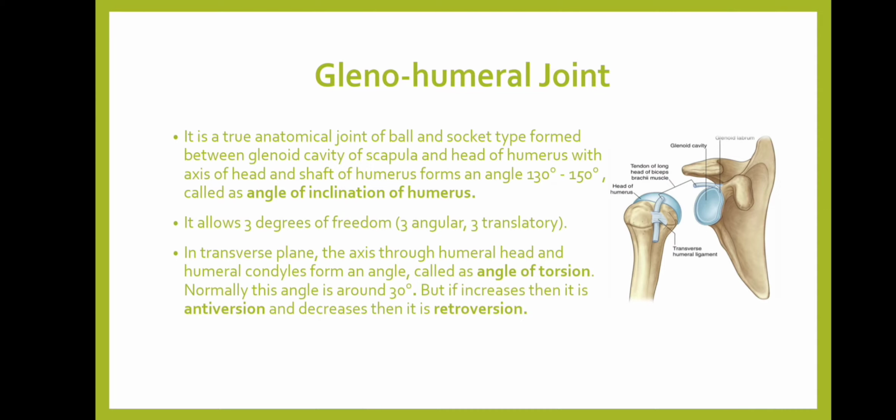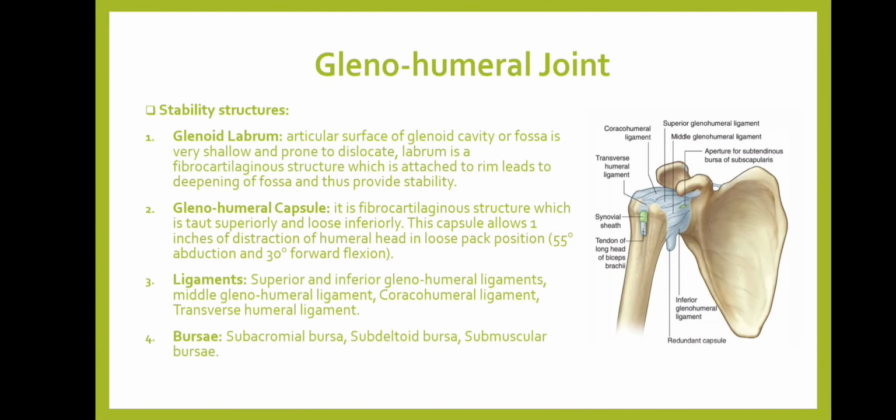In transverse plane, the axis through which humeral head and humeral condyle form an angle is called angle of torsion. Normally, this angle is around 30 degrees, but if it increases, then it is anteversion, and if it decreases, then it is retroversion. Stability structures. These are the structures that stabilize this joint. First, glenoid labrum. Articular surface of glenoid cavity or fossa is very shallow and prone to dislocate.